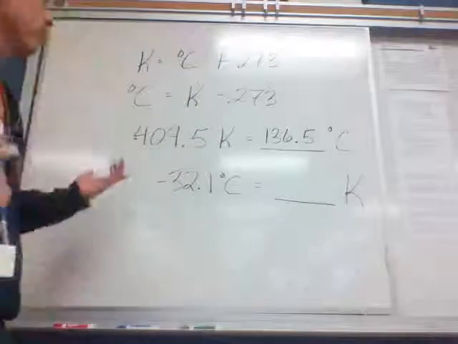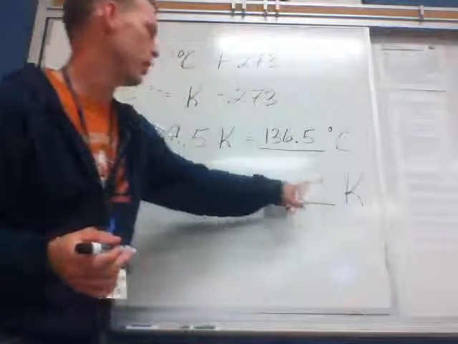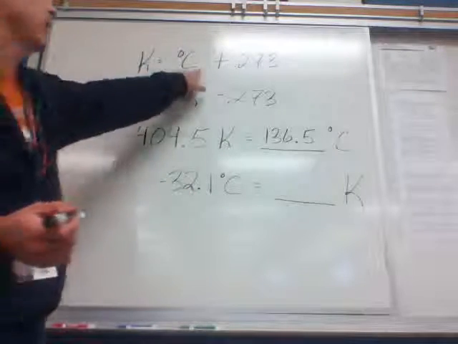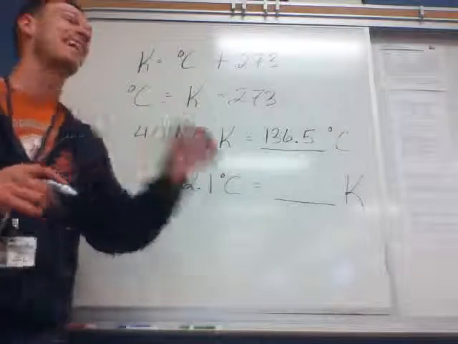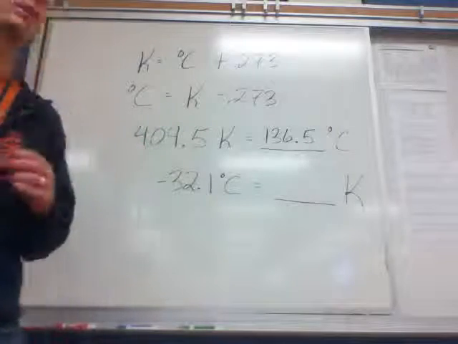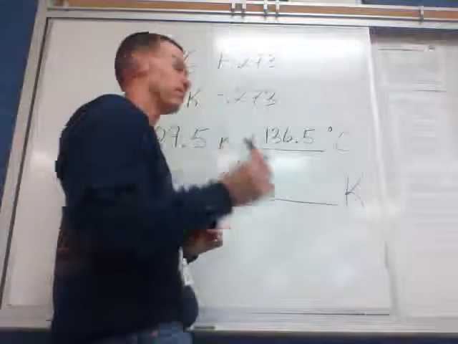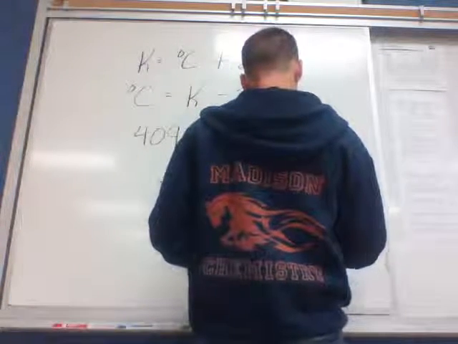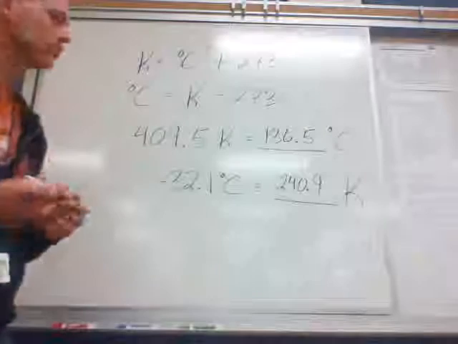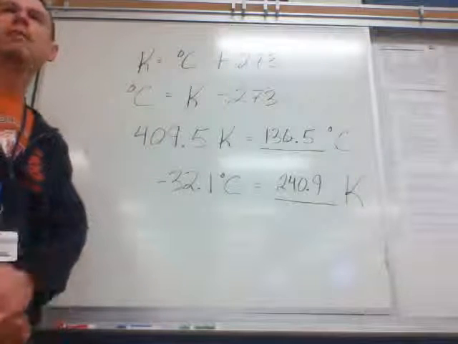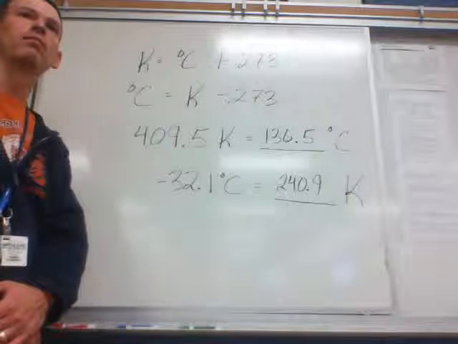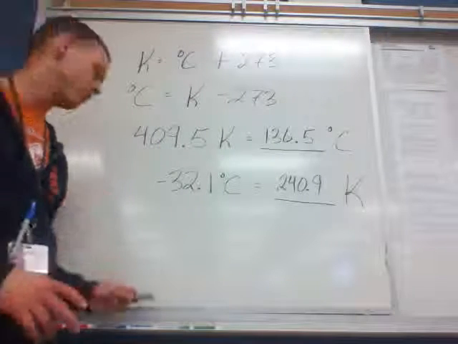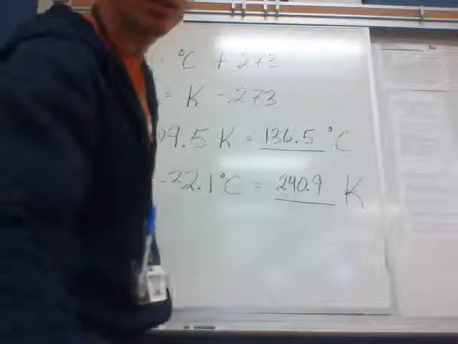All right. Going this way, Kelvin's what's missing. I know the K number must be bigger than the C number. To find Kelvin, it's degrees Celsius plus 273. What's negative 32.1 plus 273? 240.9. Anybody get different answers? That's our first of 3 mini skills that we need to do today.